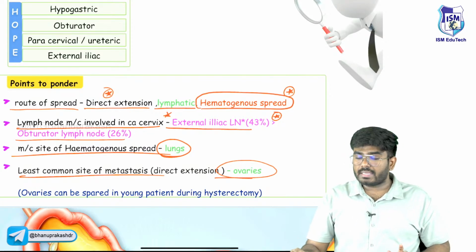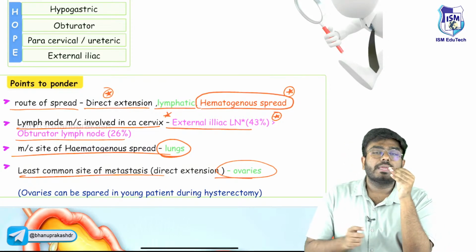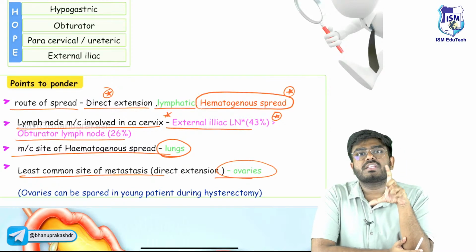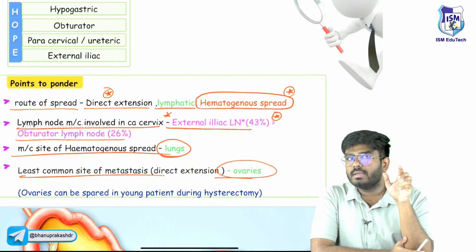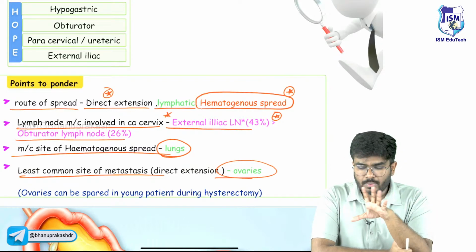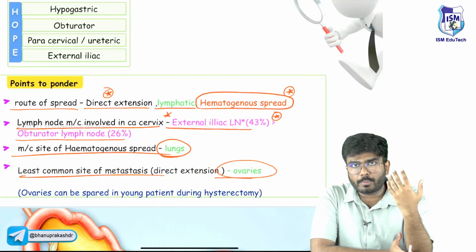I highly recommend you to go and see the cervical cancer stages. What are the stages of cervical cancer? Stage 1, 2, 3, 4. That's also a very high-yielding area which I am not going to discuss here. That's actually a topic of gynecology.